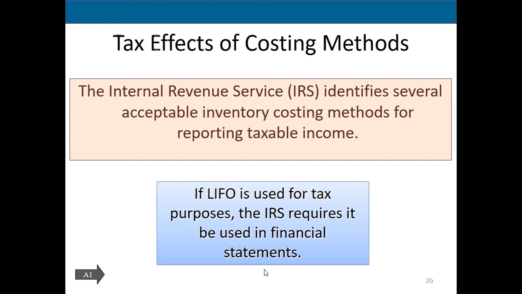Well, what does that mean? What do you mean my books are going to suffer? Your net income is going to be lower, right? That doesn't make your books or your financials as appealing to your shareholders or to your vendors, your lenders, whomever, right? So if you're going to use LIFO to get the tax advantage, your books are going to have to take that hit as well.